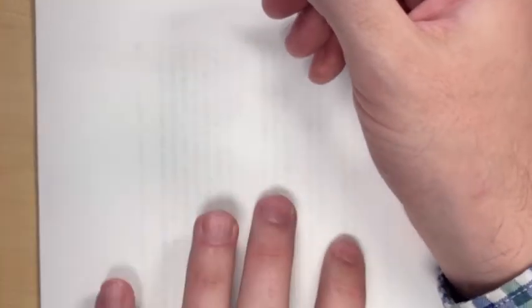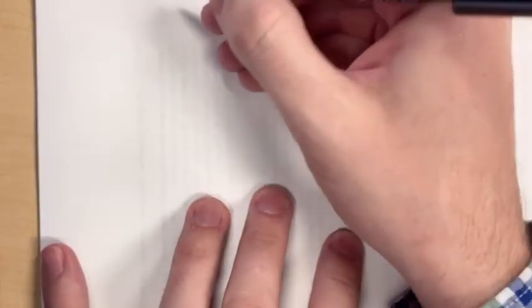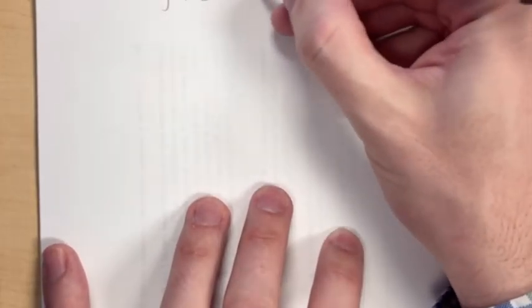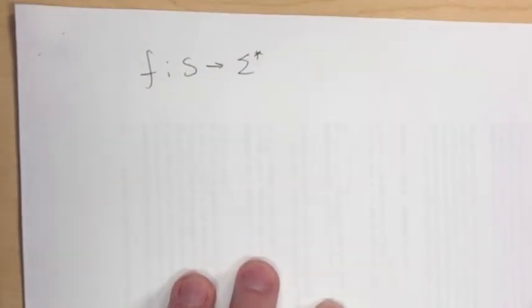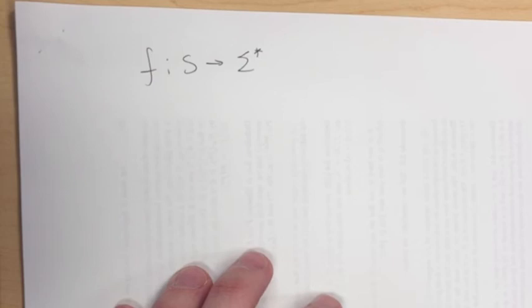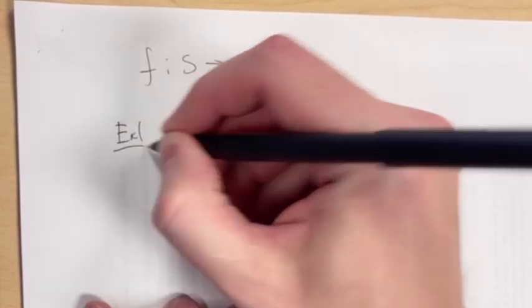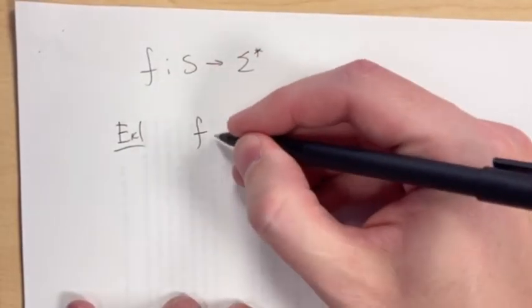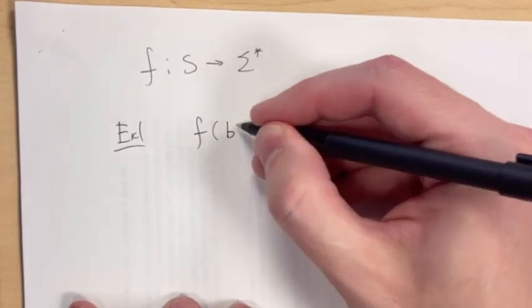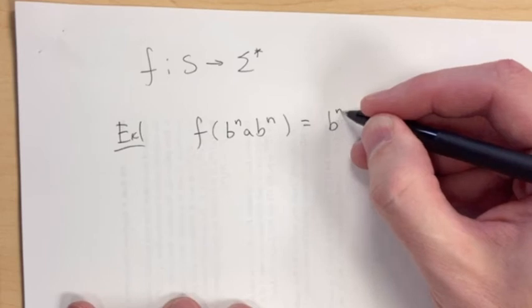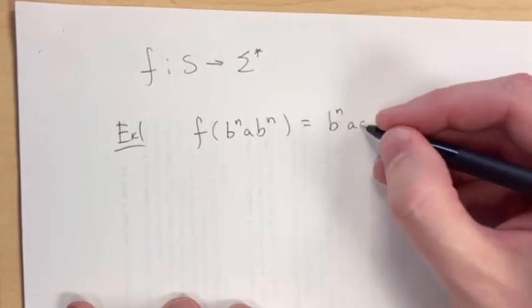I don't know if it seemed weird to you that I wrote f goes S into sigma star. The domain of the function f does not have to be all strings. It can be a function which is defined only for some types of strings. I just want to do an example like that. Here's an example where f of b to the n a b to the n equals b to the n a b to the n.